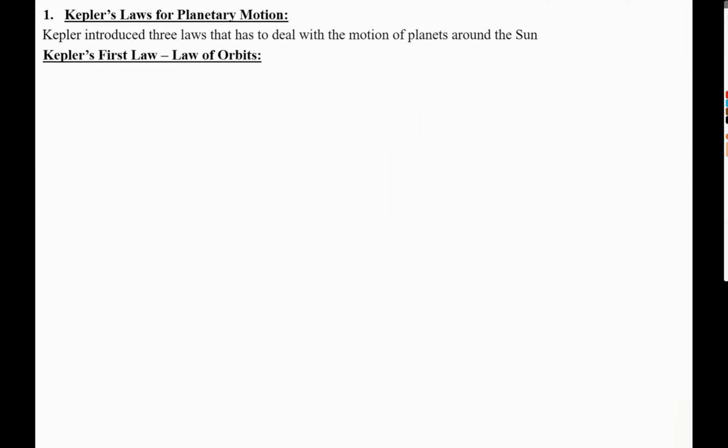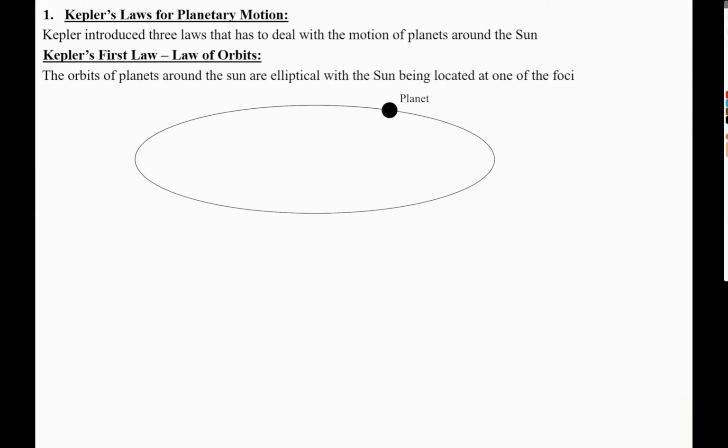Then Section 1, Kepler's laws for planetary motion. Kepler introduced three laws that deal with the motion of planets around the Sun. Let's start with the first law, known as the law of orbits. The orbits of planets around the Sun are elliptical, with the Sun being located at one of the foci.